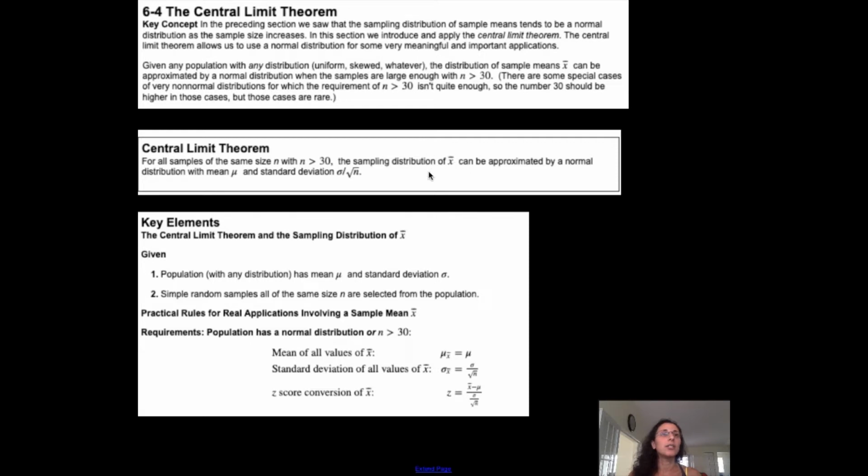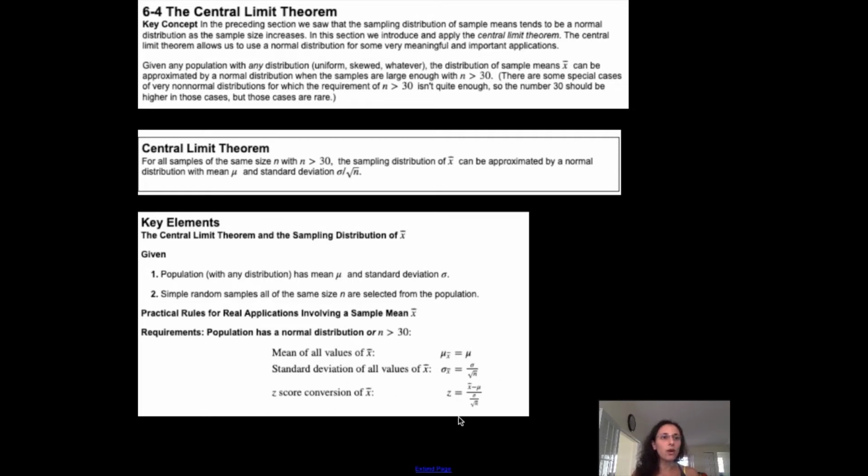The sampling distribution can be approximated by a normal distribution with mean of mu and standard deviation of sigma over the square root of n. So now what's happening is we're selecting a sample size. The sample size that we select must be greater than 30 to be able to use normal distribution approximations. So there's a slight change with your standard deviation, which means there's a slight change with your calculation of your z-score.